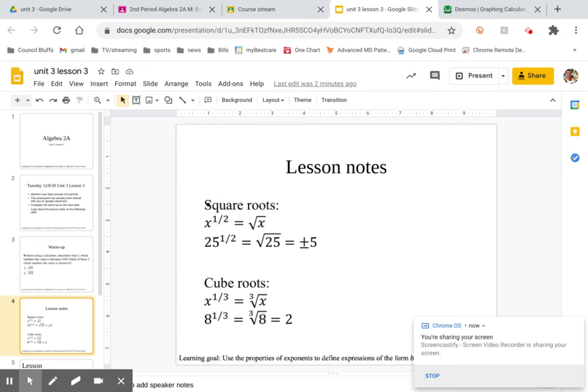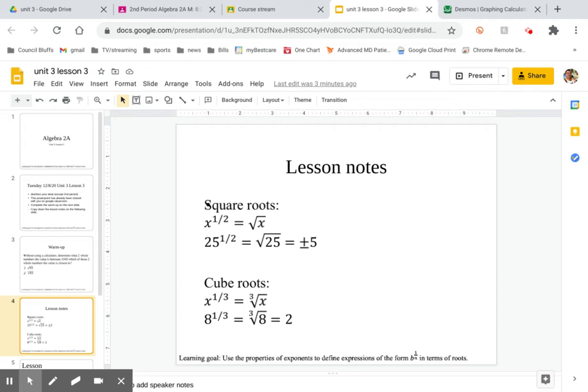All right, so our lesson notes today are about square roots and cube roots. I talked a little bit about square roots and cube roots yesterday, but for today we're going to actually learn that square roots and cube roots can actually be written as exponents.